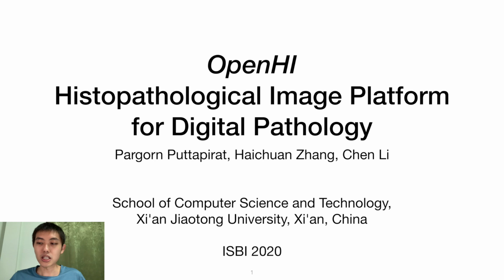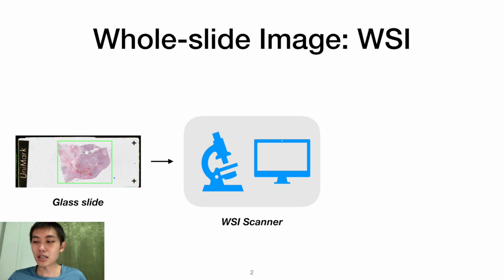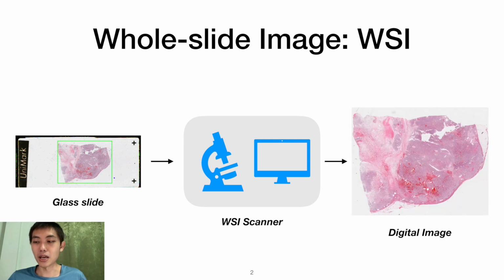Before we go to OpenHI, I'd like to talk about whole slide image, or WSI. This is different from radiology scans. It originates from the glass slide, and it is scanned by a whole slide image scanner. This results in a really large 2D digital image.